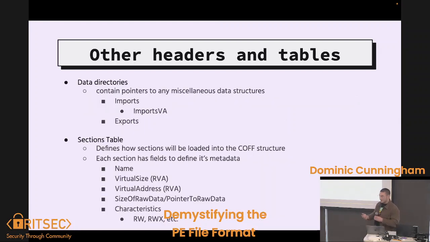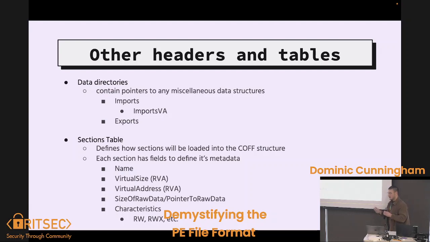Like I said, there are some other headers and tables here. So things like the data directories, this is going to contain a lot more of the pointers to any miscellaneous data structures that aren't already defined by the DOS header, the optional header, or the PE header. So things like your imports and your exports, say you have Windows APIs, different CRT functions, etc. Those are all going to be contained within other sections that we'll talk about later. And then you also have a relative virtual address for all of your imports.